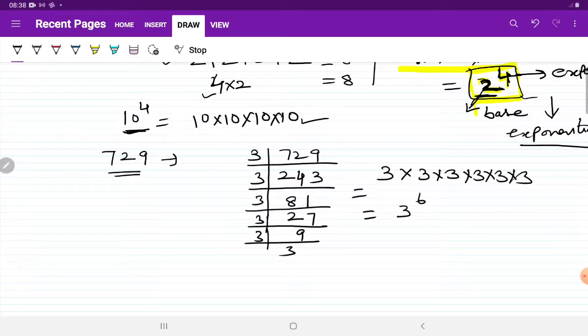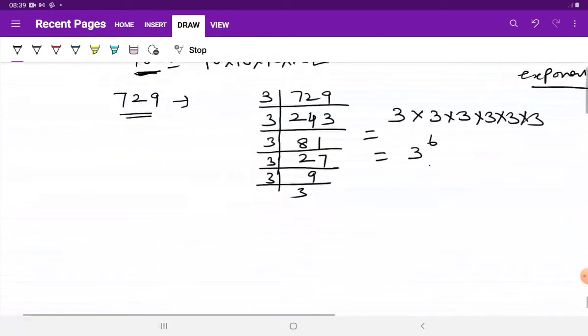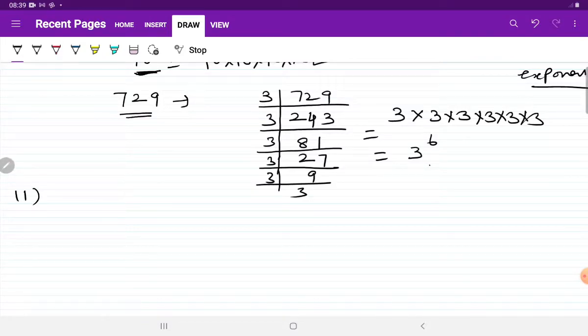If I have to write this number, we can use laws here. We have different laws, and we'll do them one by one. My first law: if I have the same base, with different exponents. Base same, powers different, then how can we write it?